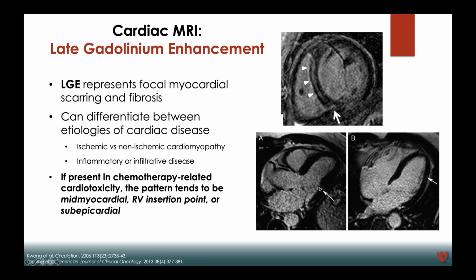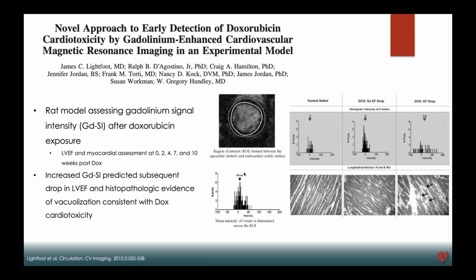And based on the pattern of enhancement, you can differentiate between different etiologies of cardiac disease. You can determine if it's ischemic or non-ischemic cardiomyopathy. In chemotherapy-related cardiotoxicity, we typically see a mid-myocardial stripe like this, often in the septum. That's not unique to chemotherapy-related cardiotoxicity. You can see that in dilated cardiomyopathy as well, RV insertion point LGE as well. Also, in some studies, subepicardial LGE has been reported in doxorubicin-induced cardiotoxicity. So that's typically thought of as being related to myocarditis, but in the case of LGE, it can be seen in doxorubicin-induced cardiomyopathy as well.